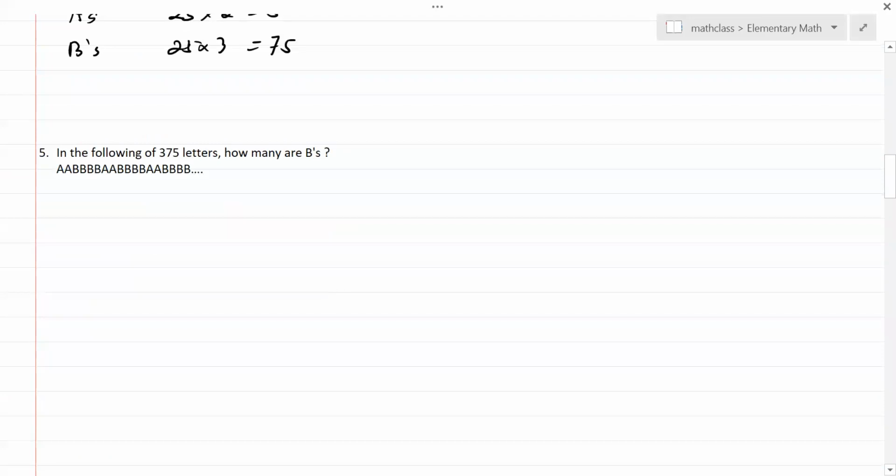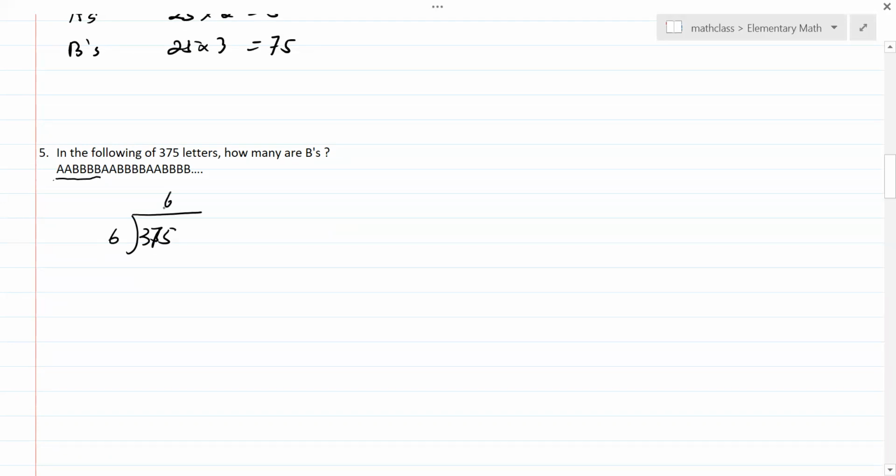So how do you figure it out? Let's count and find the block. A and 4B, I think this is a block that shows up periodically. So you have to divide 375 by 6, because there are a total of 6 letters.